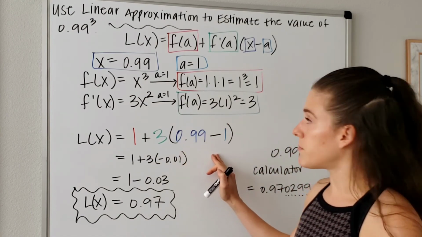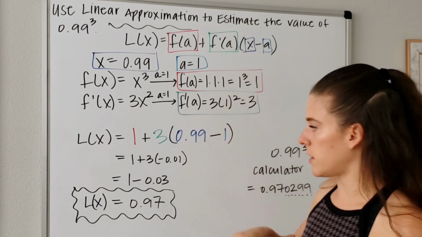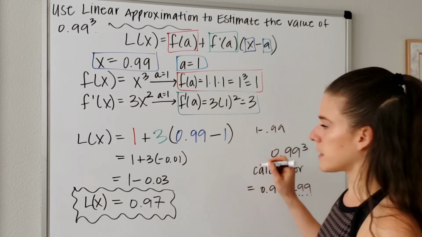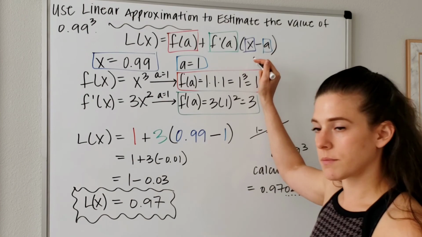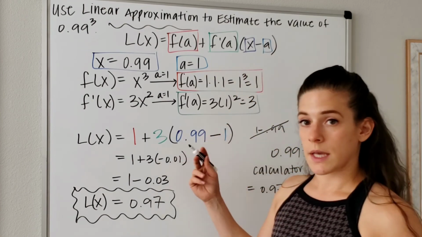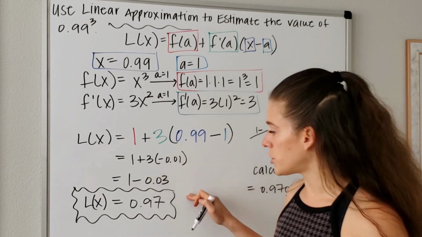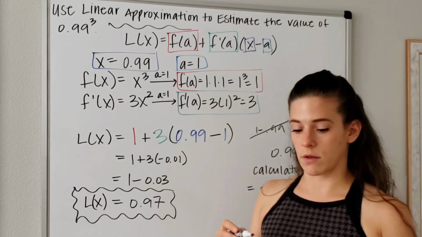Similarly with this x minus a, it's x minus a. Subtraction is not commutative. You cannot do 1 minus 0.99 and expect to get the same thing. You got to respect the order. X comes first. Oftentimes, like in this problem, you're going to end up with a negative value here for your x minus a, which translates into your answer. So make sure you subtract in the right order.